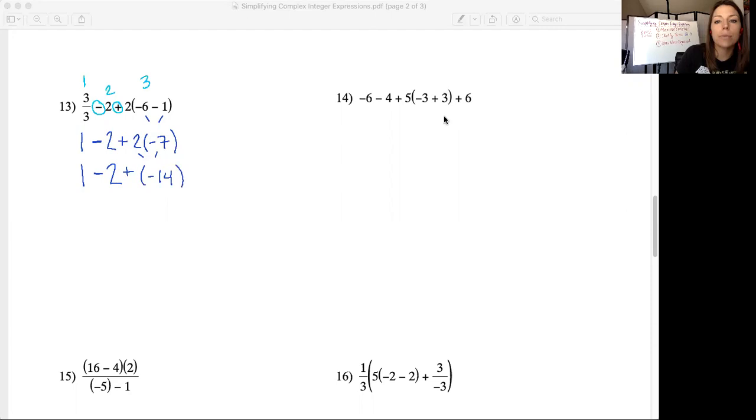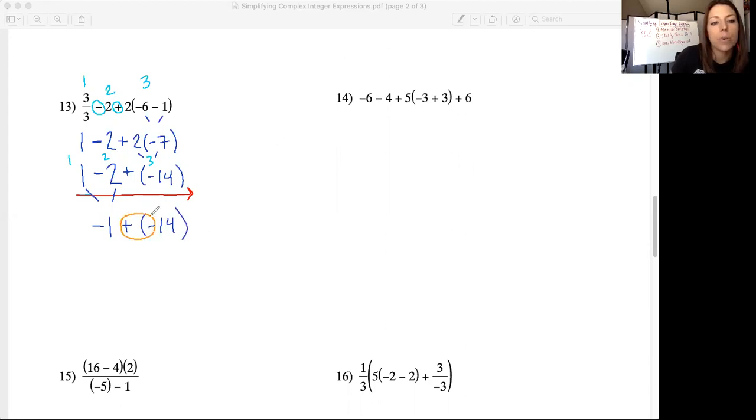Now I still have 3 terms, term 1, term 2, and term 3. The difference here is now all 3 terms are fully simplified, which means I can go in and combine from left to right. And yes, it does matter. You do want to always go from left to right when your terms are simplified. So we're going to start with 1 minus 2. 1 minus 2 is -1. Bring down our plus -14.